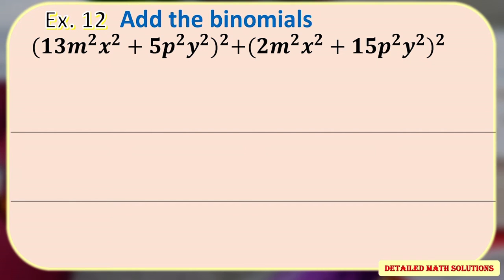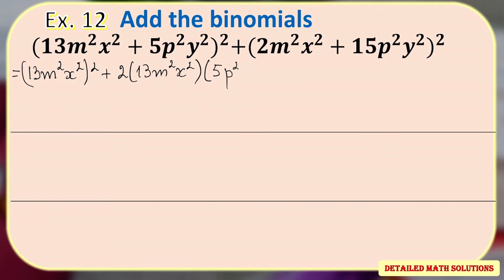First, I will apply the formula for binomial square for the first binomial. This way I get 13m squared x squared in parentheses squared plus 2 times 13m squared x squared multiplied by 5b squared y squared plus 5b squared y squared in parentheses to the power of 2.